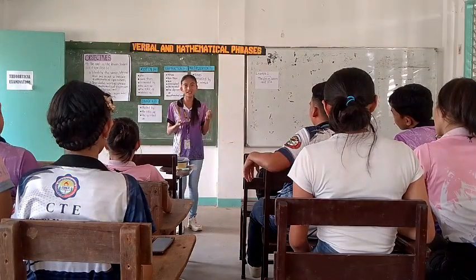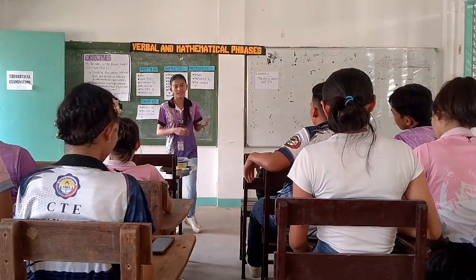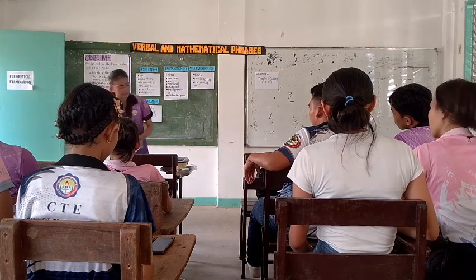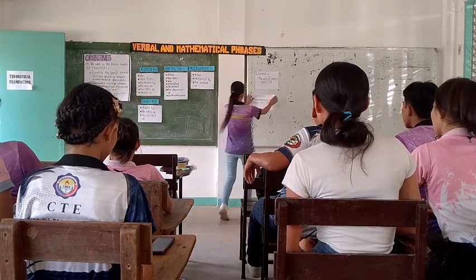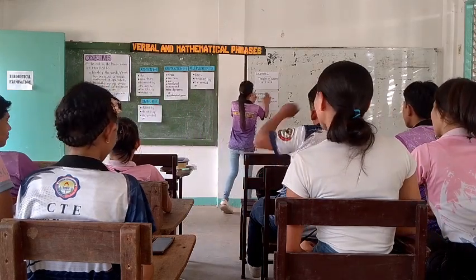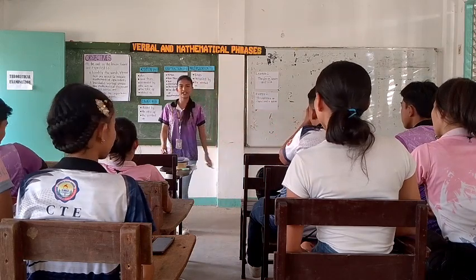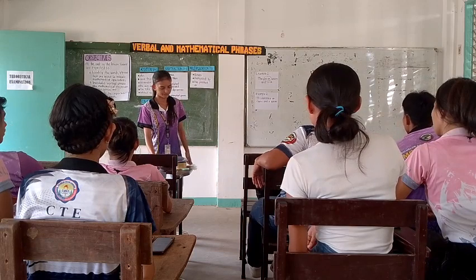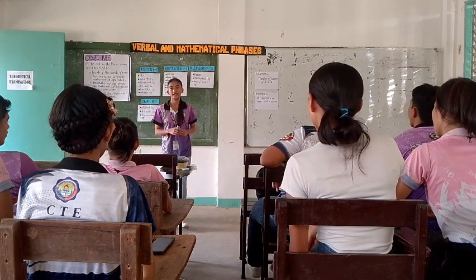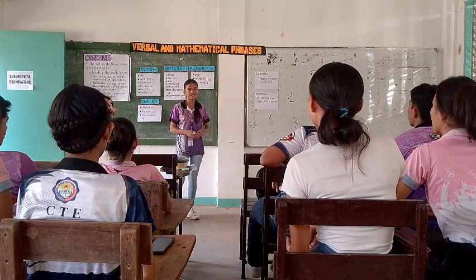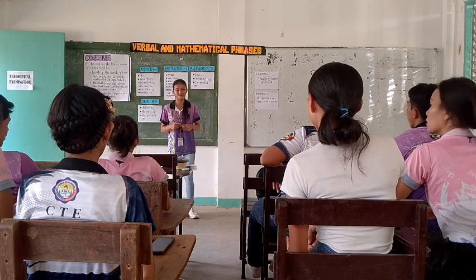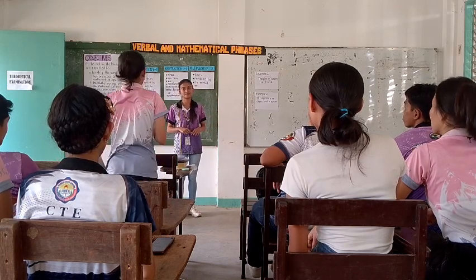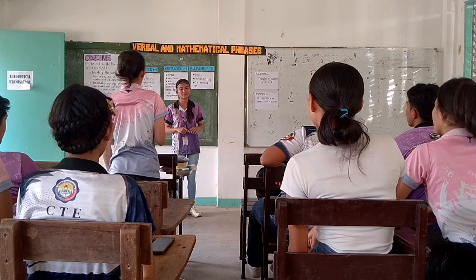You can choose any letter from the alphabet. Now, let us have example number 2. Everybody, please read. The difference of 3 and a number. Mary, can you please answer number 2? Ma'am, the answer is 3 minus P.